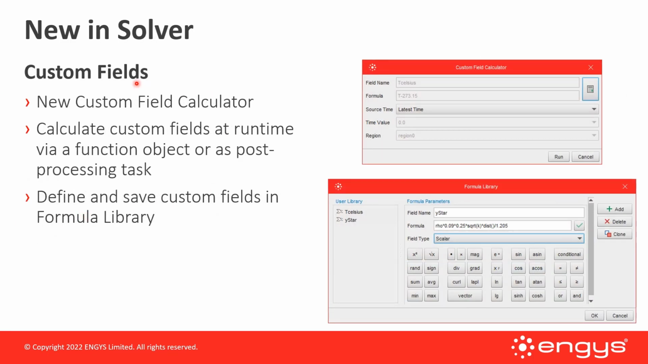In the solver module, we have a new custom field calculator, which allows you to calculate custom and user-defined fields at runtime using a specific function object or as a post-processing task. What you can do is define your own formulas. You can enter them using this calculator panel, and once you're done, you can save the custom fields in the so-called formula library that you can later use.